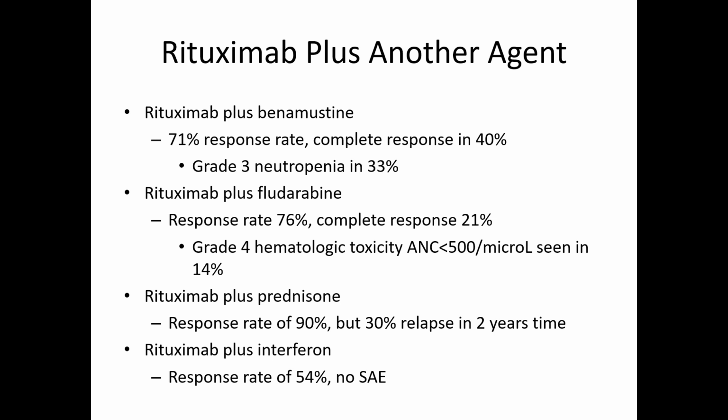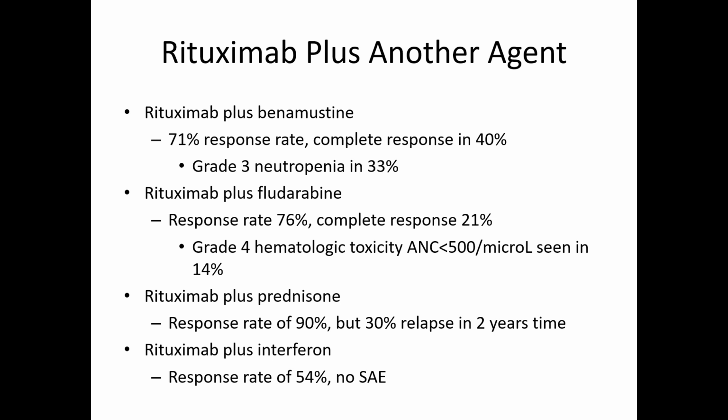And this is further complicated if patients have indwelling lines or central venous catheters. What about rituximab plus fludarabine? Response rate slightly better, maybe not statistically significantly better than bendamustine, but response rates are around 76%, with complete response rate slightly lower at 21%.